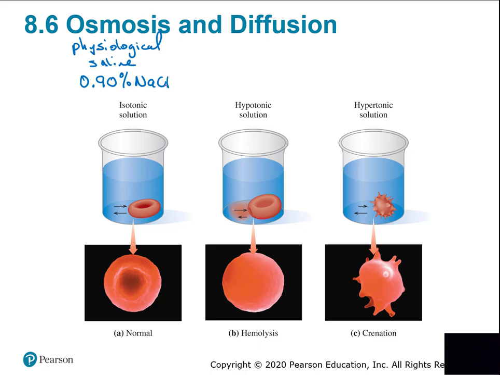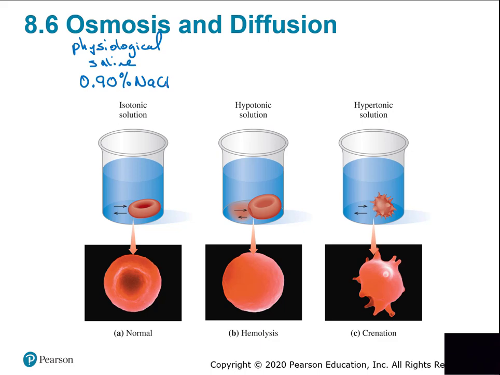And if the salt solution in your blood is 0.90% NaCl, and it's the same inside of the cells, you have an isotonic condition. So notice that they show you that picture, the red blood cells sitting in the beaker. See the arrows look equal? So if any water goes in, it's equal to the water that goes out. And that's going to create the shape of what the red blood cell normally looks like. They call it a biconcave disc.